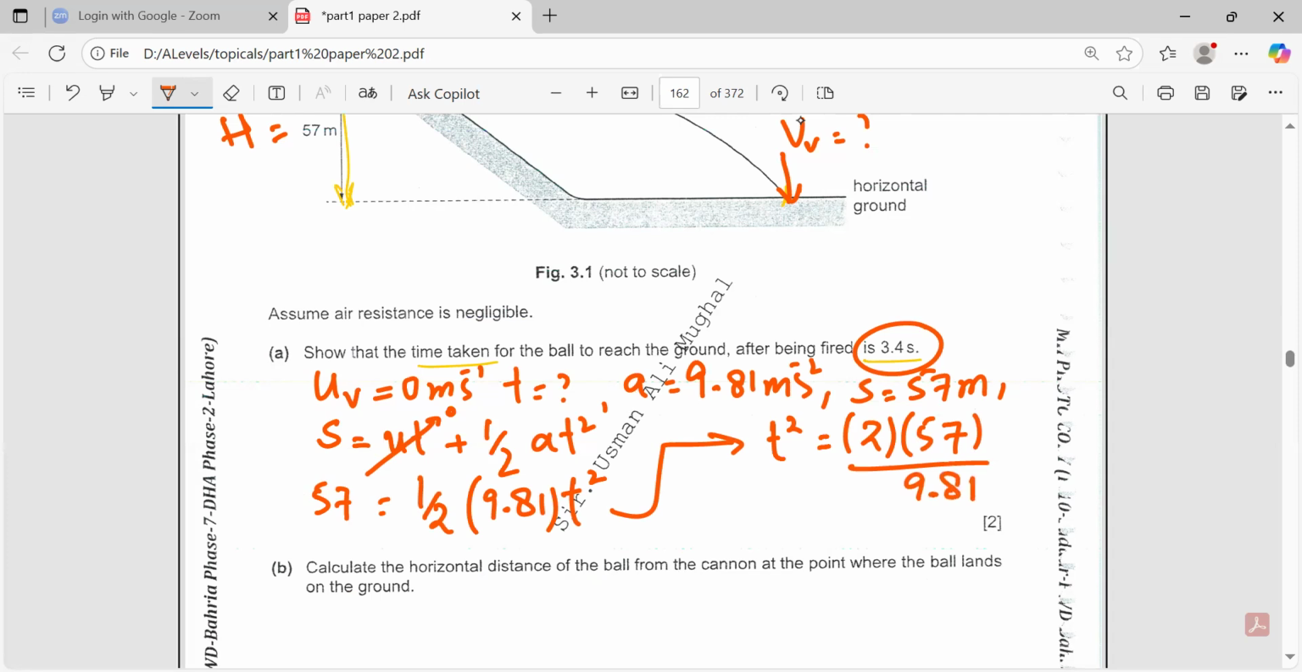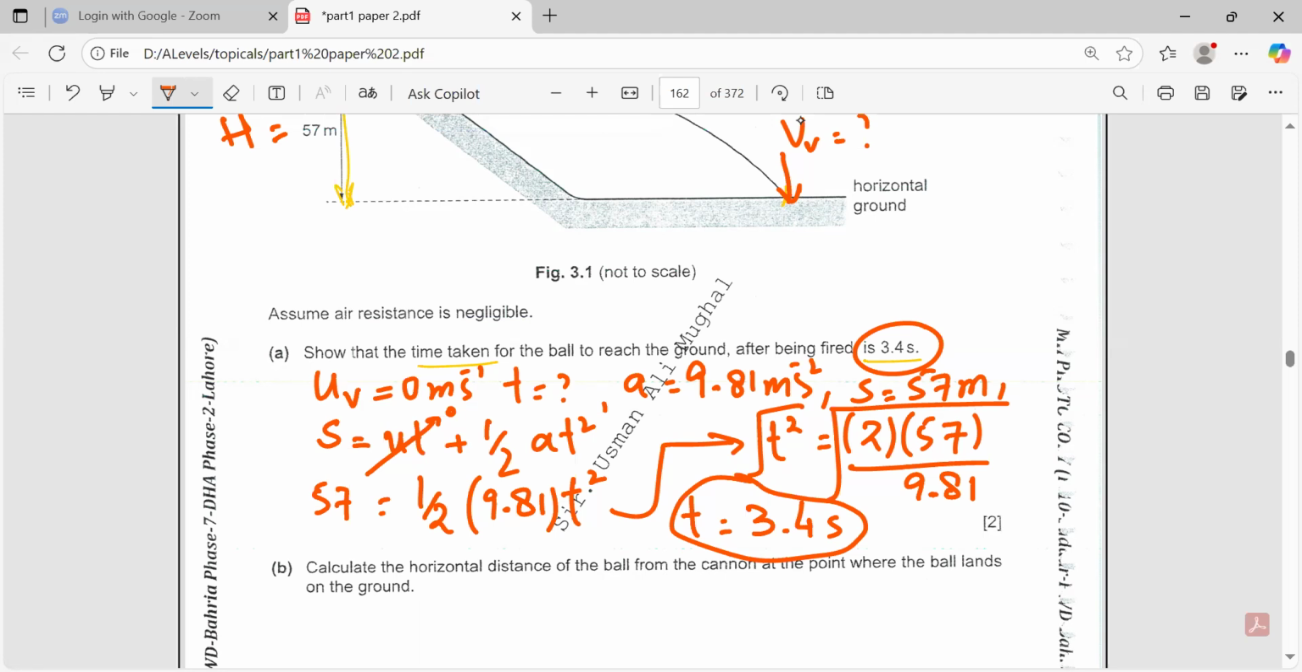And to find the time, we will take the under root on both the sides. So when you solve this whole relation, this time will be equal to 3.4 seconds. So our time will be 3.4 seconds. So the question shows that the time taken for the ball to reach the ground after being fired is 3.4 seconds. So yes, this is how it will be. It will be 3.4 seconds.